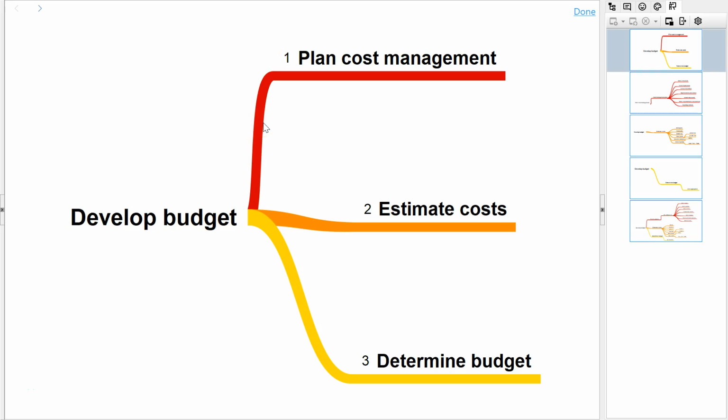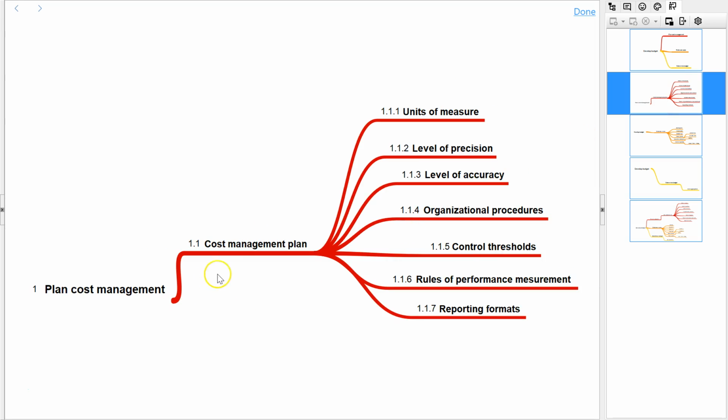Yeah, let us try to understand the develop budget process very quickly. Under develop budget, we have basically three steps. The first one is plan cost management, and then estimate cost and determine the budget. Under plan cost management, the first thing we do is developing the cost management plan.